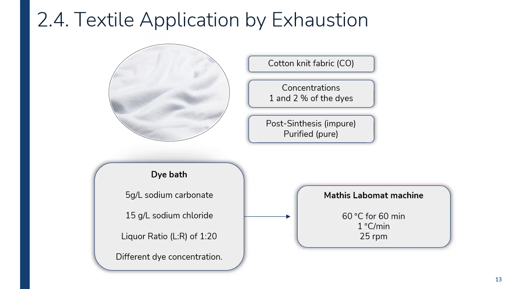Each dyeing process was carried out in a Mathis Labomat machine at 60 degrees Celsius for 60 minutes with a heating gradient of 1 degree Celsius per minute and 25 rpm. After dyeing, the fabric samples were washed with warm water, then dried, and finally submitted to color fastness tests to evaluate their performance.